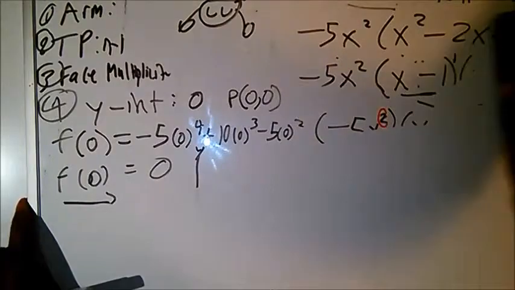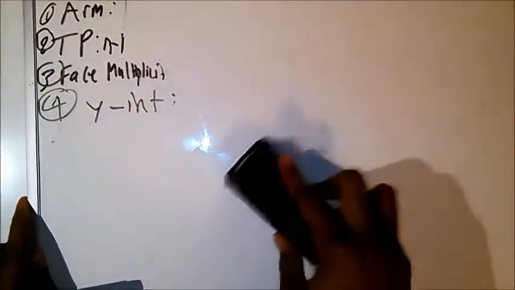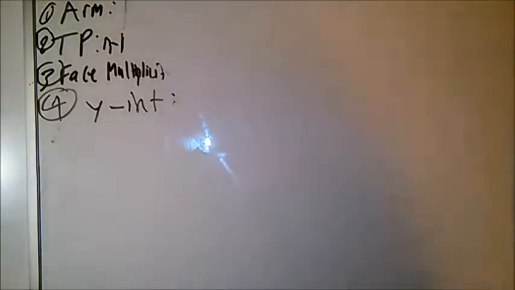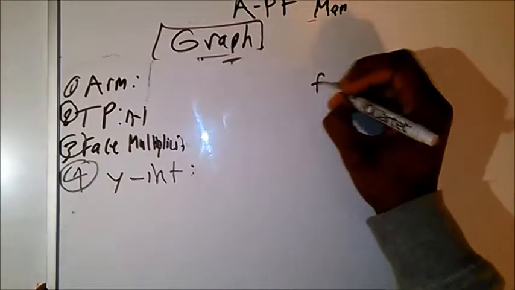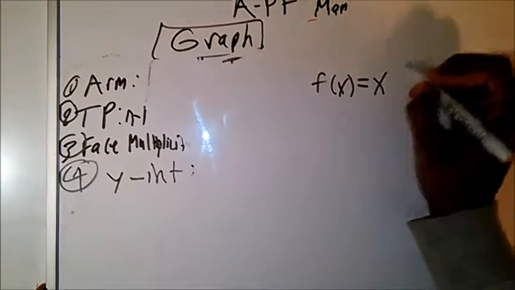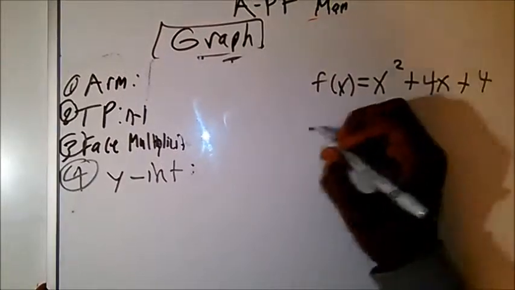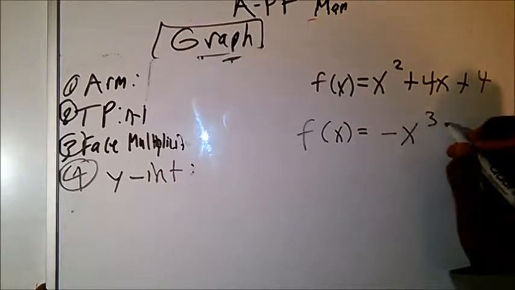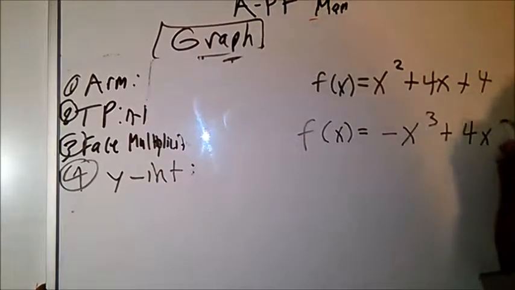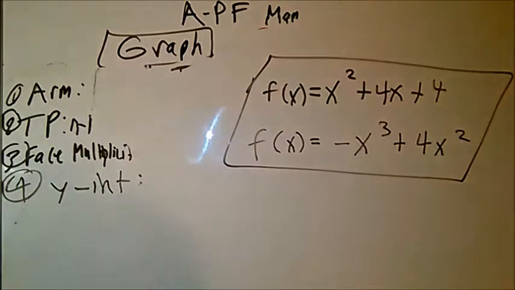Try to solve them. You can email me or just do it on your own. You can try this one: f of x is equal to x squared plus 4x plus 4. You can also try this one: f of x is equal to negative x cubed plus 4x squared. Try these two on your own and see what you come up with.